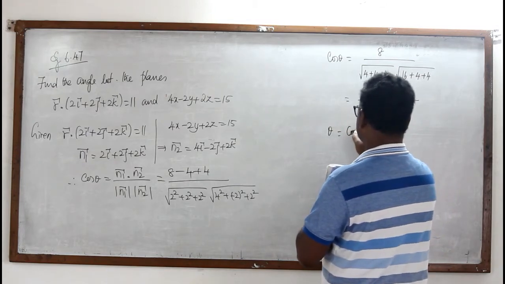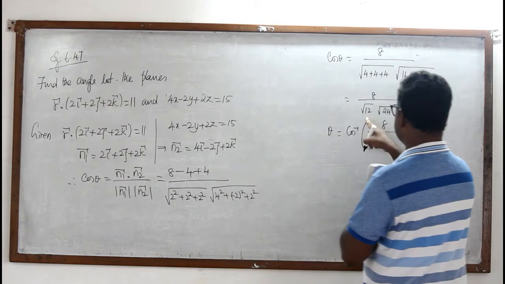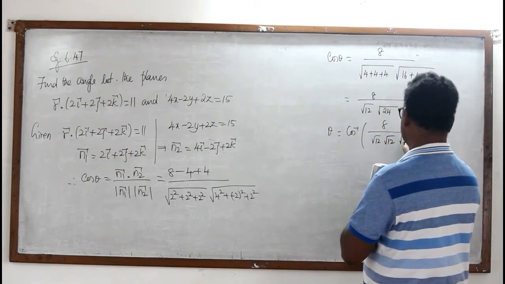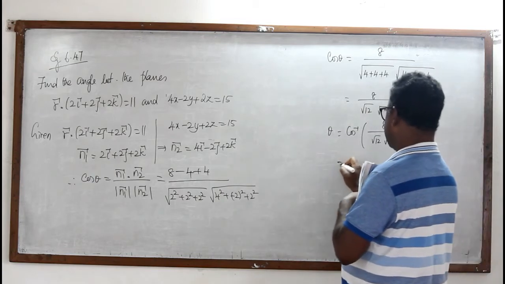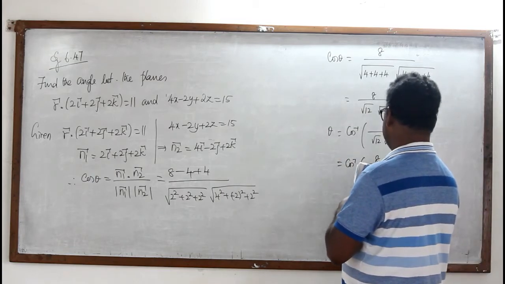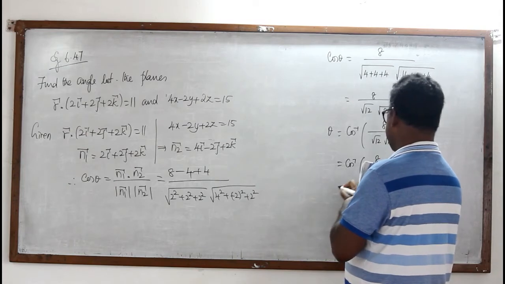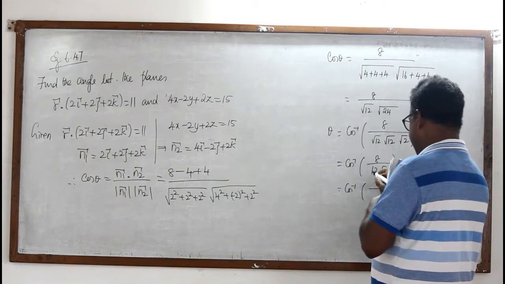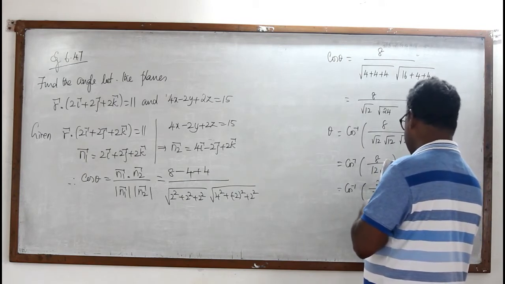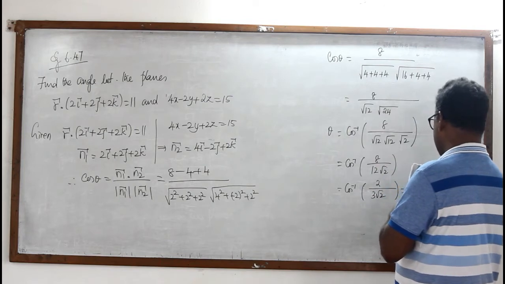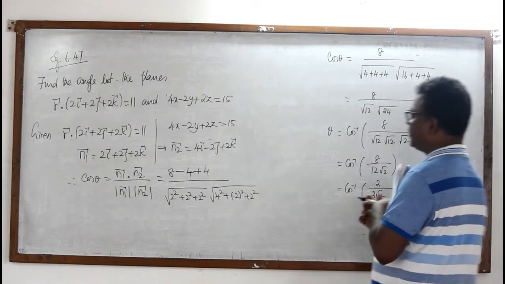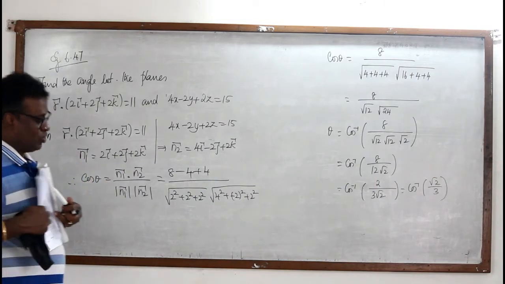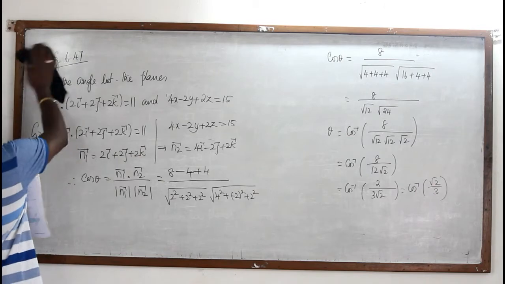Therefore, theta is equal to cos inverse of 8 by root 12 into root 24, which is root 12 into root 12 into root 2. So root 12 into root 12 is 12. Cos inverse of 8 by 12 root 2. Both can be cancelled by 4. So it is 2 by 3 root 2, that is cos inverse of root 2 by 3. This is the angle between the two planes, when I divide 2 by root 2. Next problem.